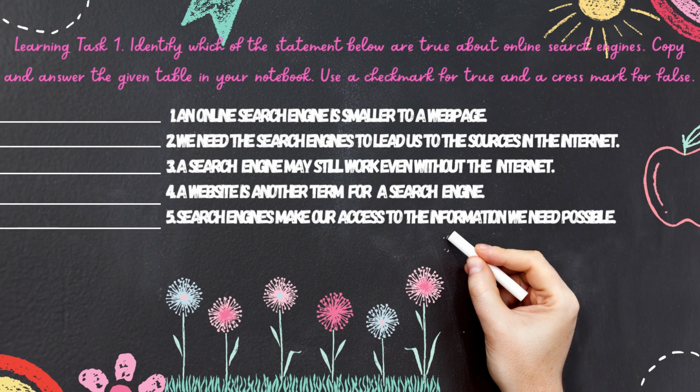So say for example, number 1, an online search engine is similar to a web page. Do you think that's true? If you think that's true, then you should put a check mark. If you think that it's false, then you should put a cross. And you're going to do the same with the rest of the 4 statements.